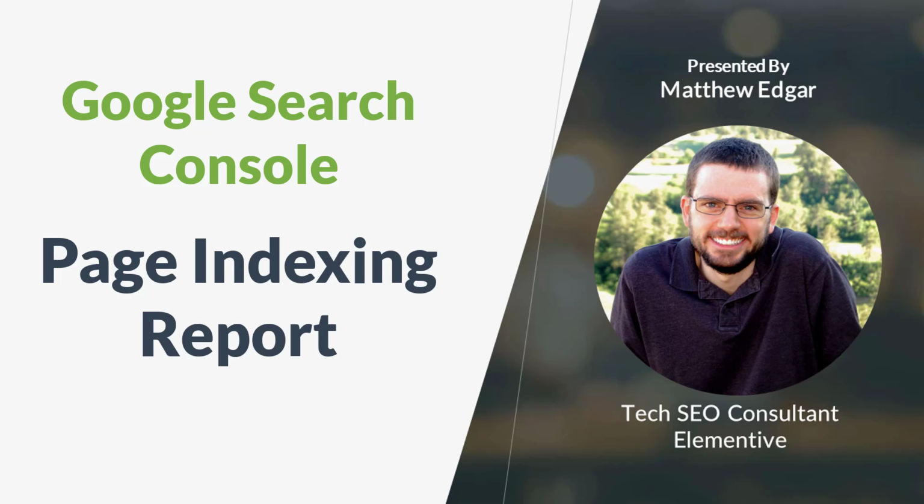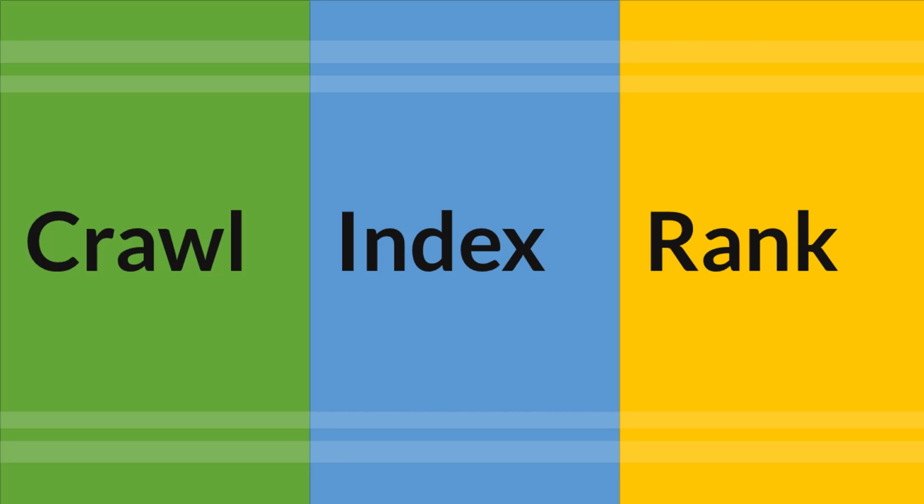One of the most important questions to ask when it comes to SEO and technical SEO in particular is how Google is indexing the pages on your site. So indexing is the middle step of the process, right? There's three steps. There's crawling pages, indexing pages, ranking pages.